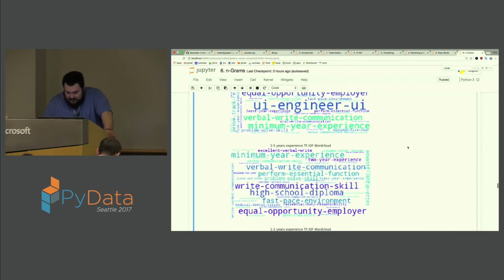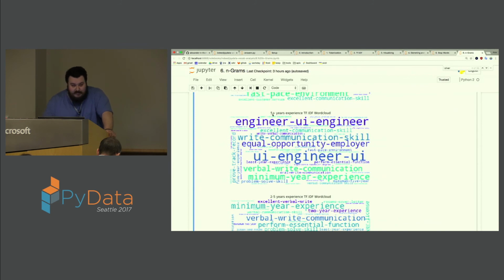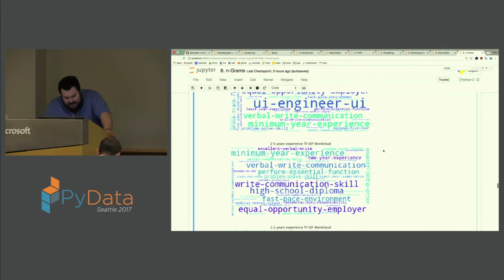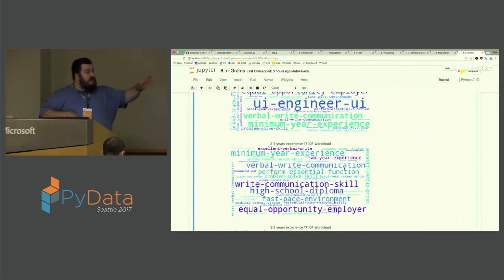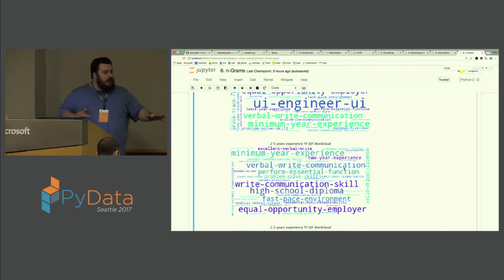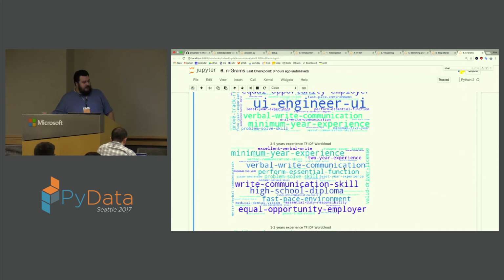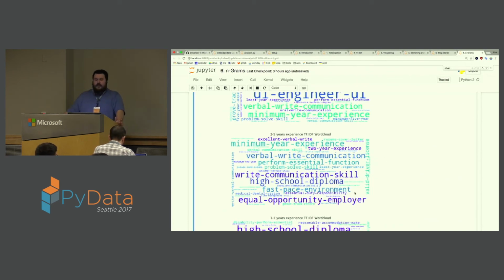Okay, minimum sales experience of 2 to 5 years. Definitely something interesting going on here. 2 to 5 years, this is not very good. This is verbal written communication skill. We're seeing these formulaic sentences being represented many times. Because let's say you have a formulaic sentence that's 6 tokens long, well, how many trigrams will that produce? Multiple. Equal opportunity employer is probably not indicative of a job that needs 2 to 5 years experience. It's just a common phrase.